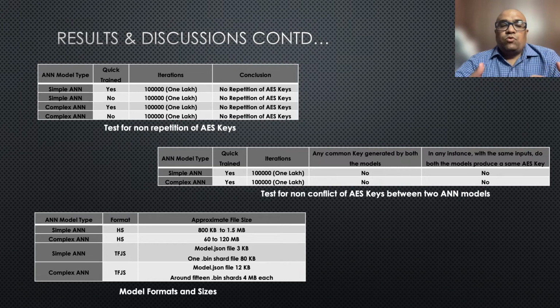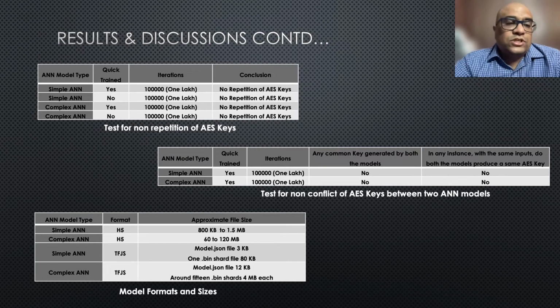That means if two models were taken, simple or complex ANNs, and up to 1 lakh iterations were tried, there were no collisions of AES keys. Both generated different AES keys, and with the same inputs, the two models did not generate the same AES key, which is a requirement for us to have two models generate varied AES keys. So clients using two different models will be assured of generating different AES keys, not clashing with one another.